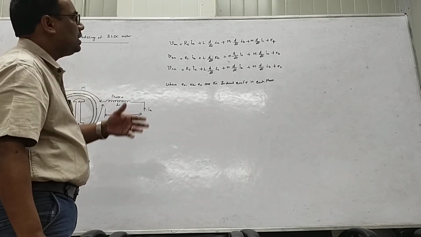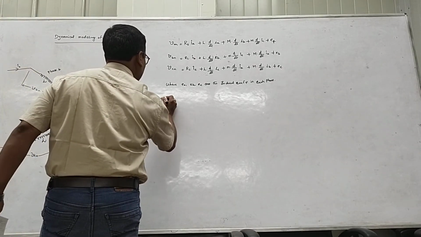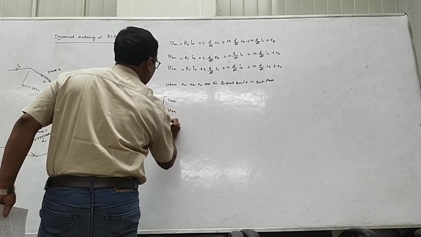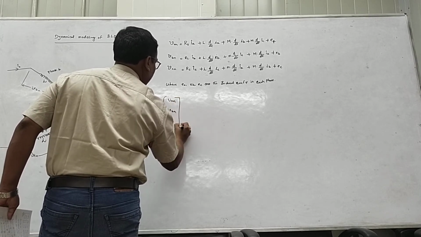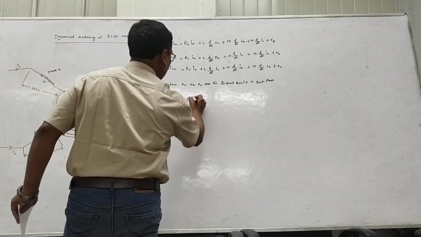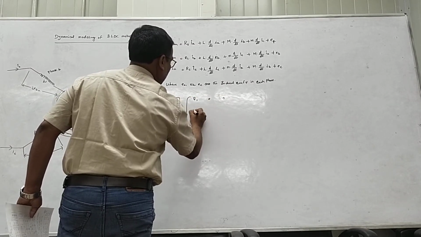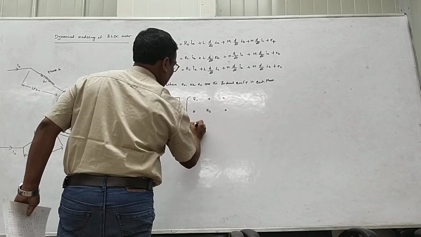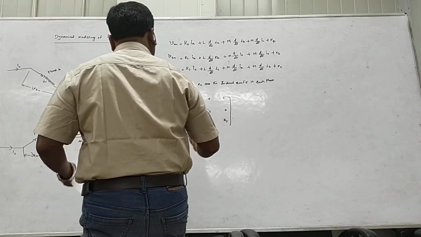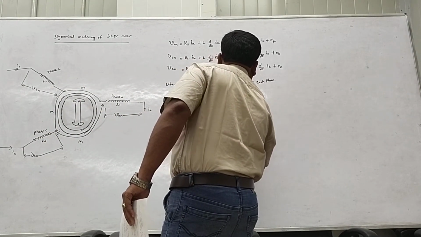So if you represent these three equations in matrix form, the applied voltages VAN, VBN and VCN, so this is the applied voltage matrix, is equal to the resistance, this is the diagonal matrix, RS 0 0, 0 RS 0, 0 0 RS, into the currents IA, IB and IC.